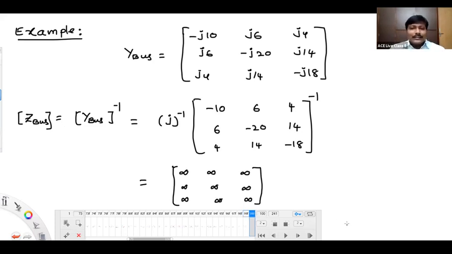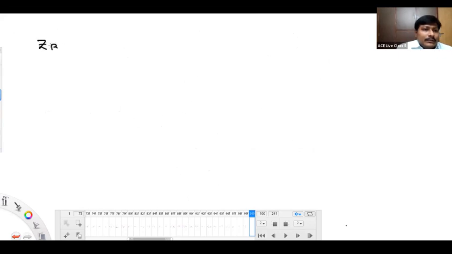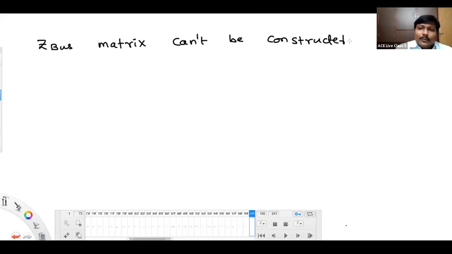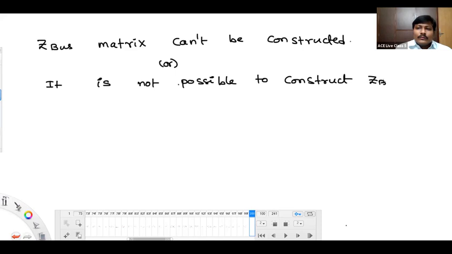I'll write it on the next slide. So in this case, the Z bus matrix can't be constructed, or it is not possible to construct the Z bus matrix. Not possible to construct. So it is not possible to construct the Z bus matrix, you can see. Okay, fine.